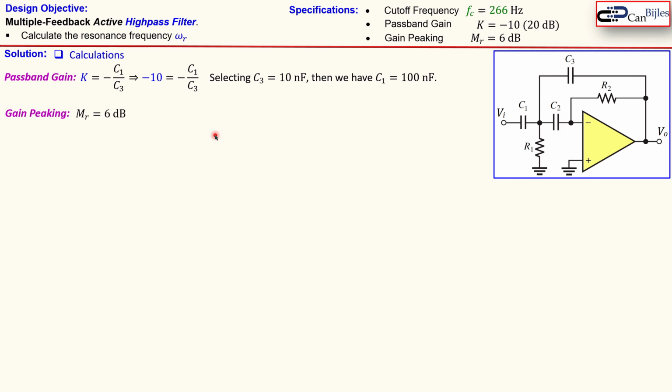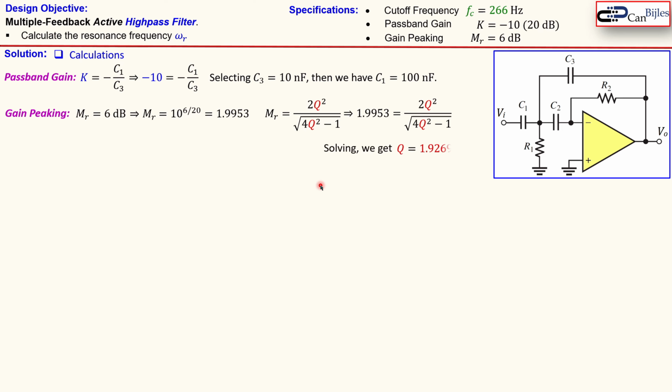The gain peaking is given as 6 dB, which is of course in dBs, and we need to know the formula for that. That is what we have discussed, but that was in the scalar value. So we need to convert this dBs into the scalar value, which is 10 to the power 6 over 20, which is 1.9953, so almost 2. Then we can use the formula for the gain peaking in the scalar form, which we need to substitute here. If you now work this out by solving that using a solver, then you get the Q, which is 1.9269.